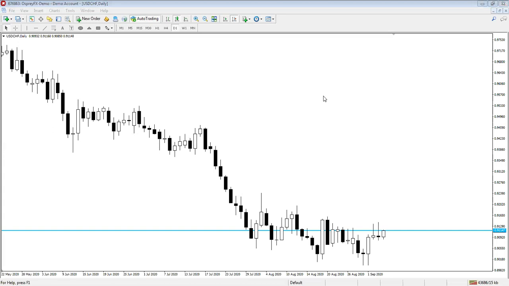So this is the USD CHF, which is the United States dollar versus the Swiss franc.